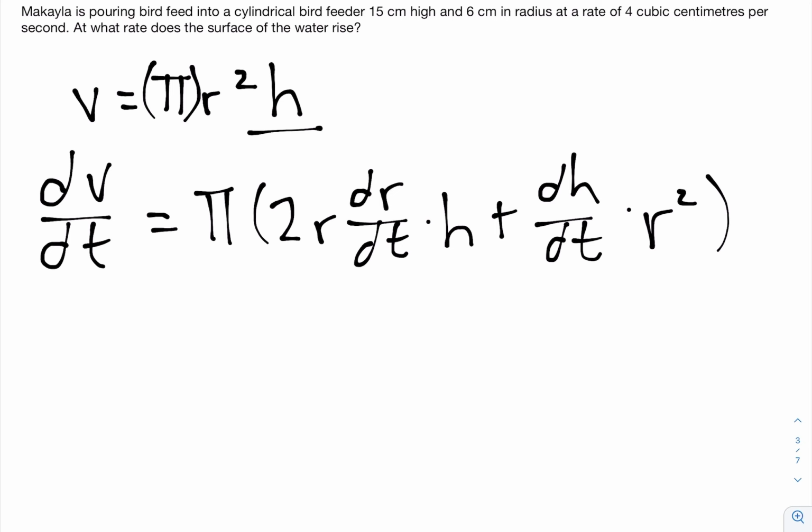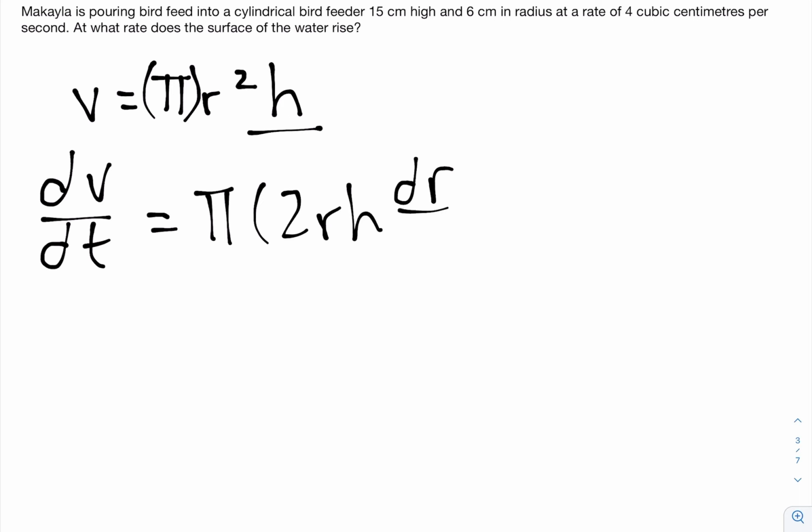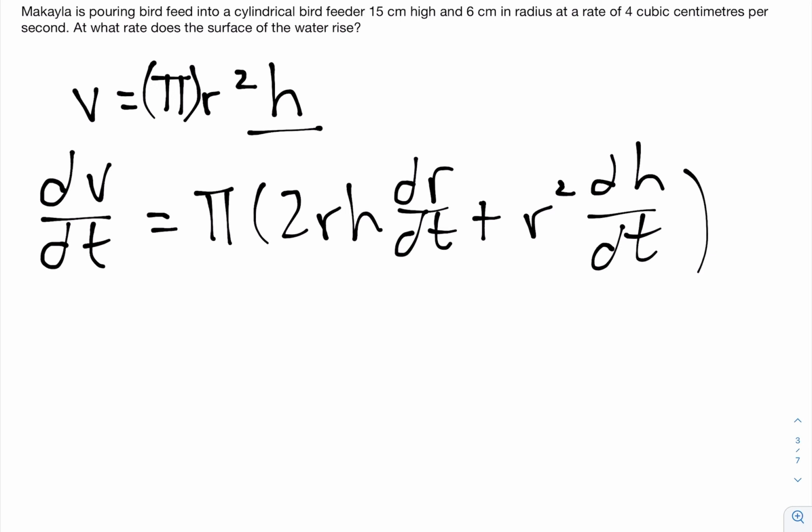Okay, so to simplify this, just to make it a bit nicer, 2rh dr dt. This is just the product rule, but we can't leave out this dr dt or dh dt, plus r squared dh by dt. So this is a function of lots of things. Pi is the only constant here. So we have the radius itself, the height itself, the rate of change of the radius, and the rate of change of the height of the cylinder.